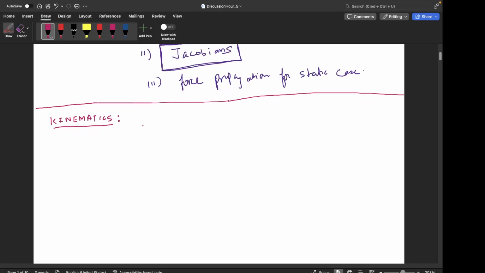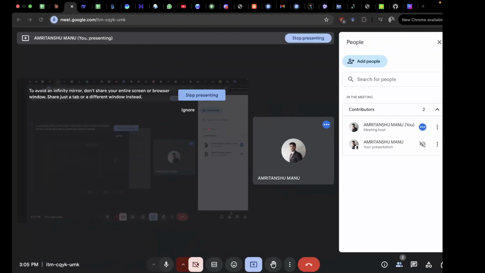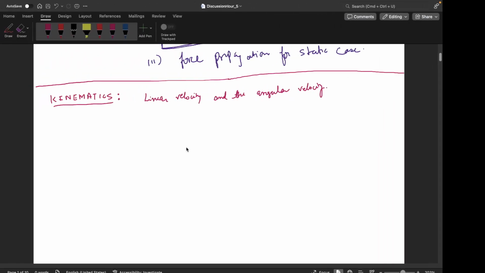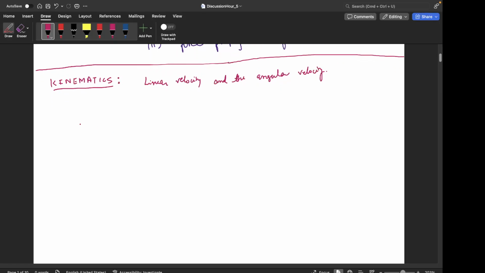So in kinematics, we discuss two quantities. First is the linear velocity and the angular velocity. So first we will discuss how to find the angular velocity.